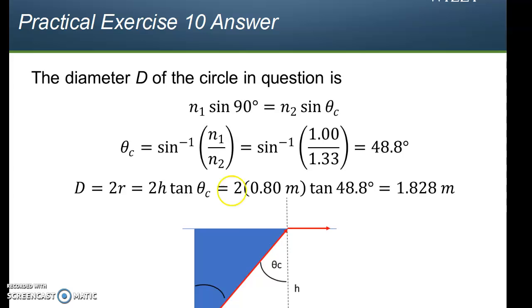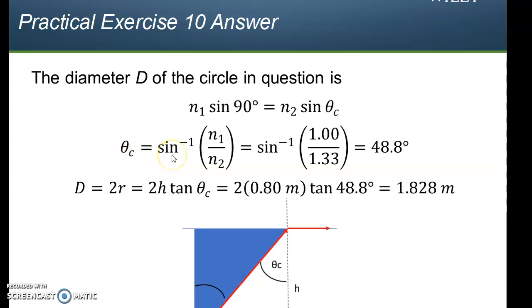So if you draw a diagram, down below here you've got your point of light right here below this surface, and it's going up at an angle. And it's a total height here. And you have the angle right here for which the light is going to spread out. So N1 sine 90 degrees equals N2 sine theta C. In other words, you're determining the critical angle here, because beyond that point, it's going to be internally reflected.